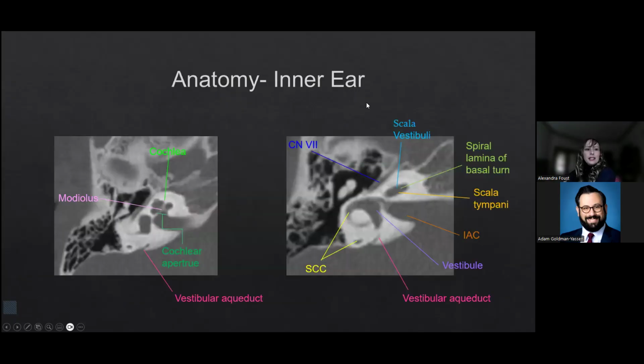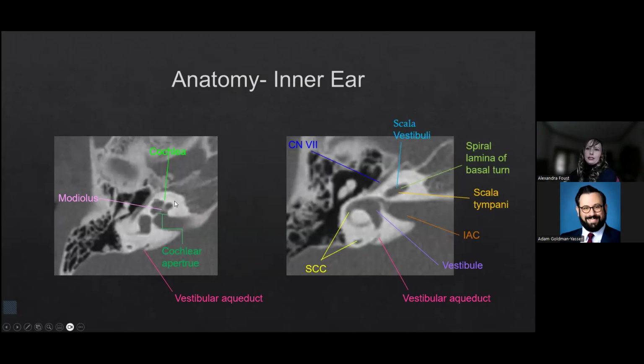Okay, so we talked about the external ear. We talked about the middle ear. Now we'll move in and look a little bit into the inner ear here. So looking at CT first, and looking at a couple levels of the inner ear structures, we're mainly dealing with the cochlea, the vestibule, semicircular canals, vestibular aqueduct.